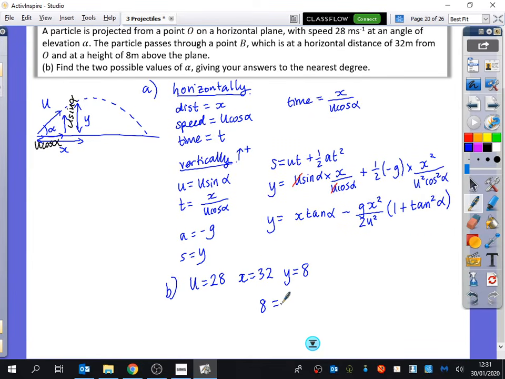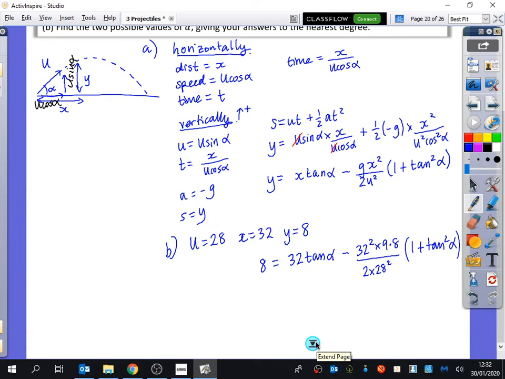We're just going to get 8 equals 32 tan alpha minus 32 squared times 9.8 over 2 times 28 squared, 1 plus tan squared alpha. What type of equation is this? It's a quadratic in tan, isn't it? So I better work out some of these bits.